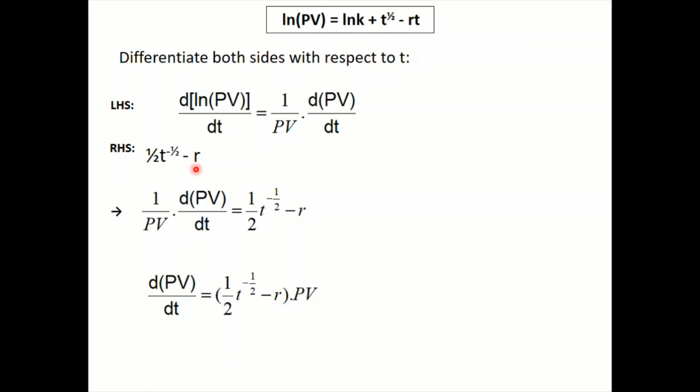We can now set the left-hand side equal to the right-hand side, and then isolating dPV over dt on the left-hand side, we would need to take PV across to the right-hand side. In other words, multiply both sides by PV. And there we have dPV/dt.